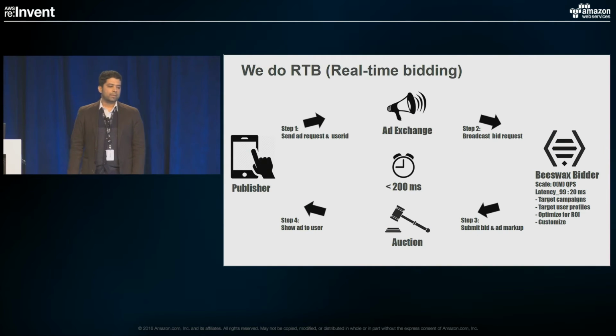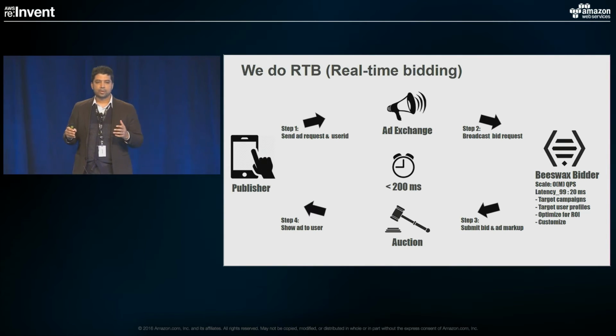So what we do at Beeswax is real-time bidding. Now, programmatic digital advertising these days is transacted on these really large online marketplaces called ad exchanges. Ad exchanges bring together publishers and advertisers. Publishers are sellers on this marketplace. They are selling placements. A placement is a place where you can show an ad. And the advertisers are buyers. They're buying this placement in order to show an ad.